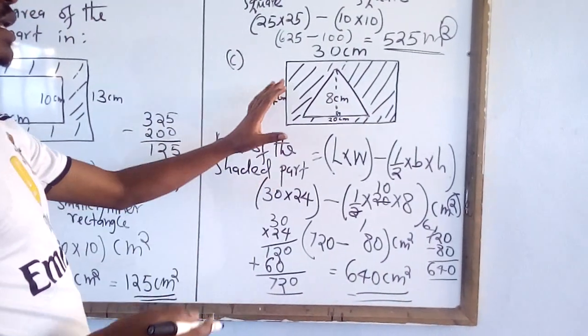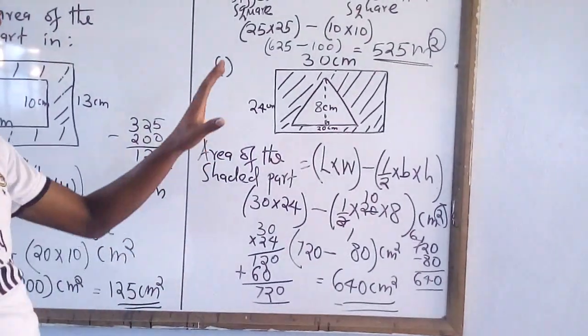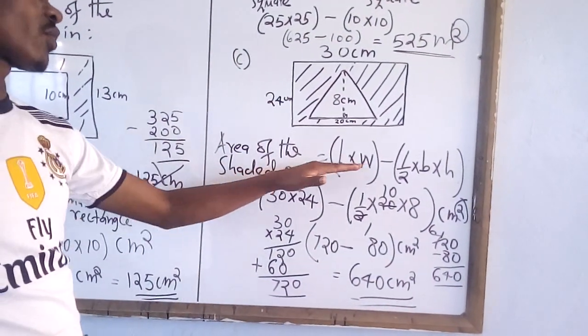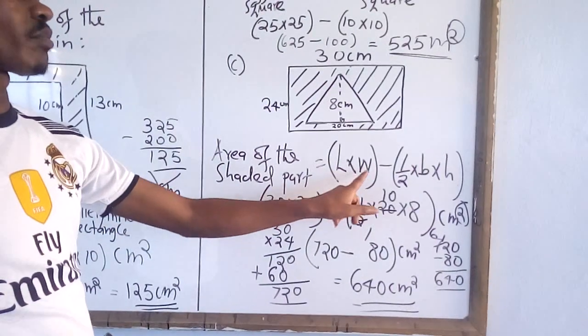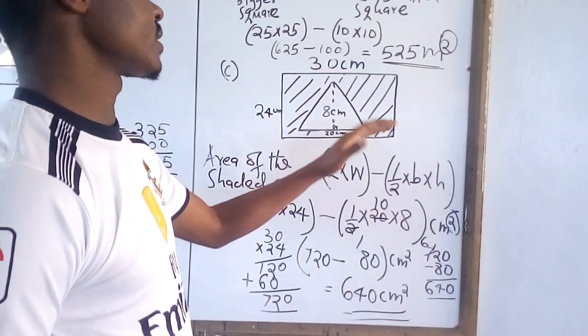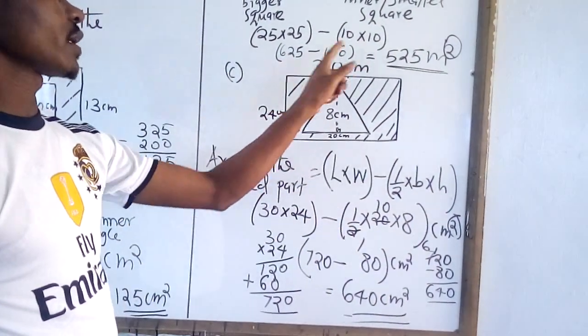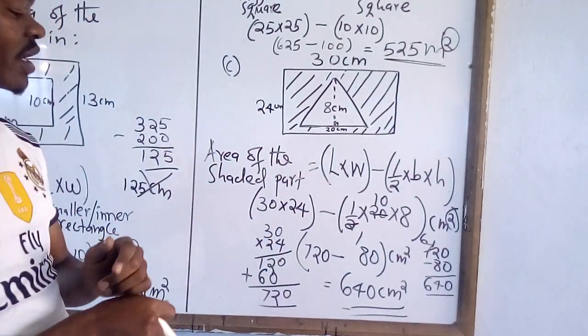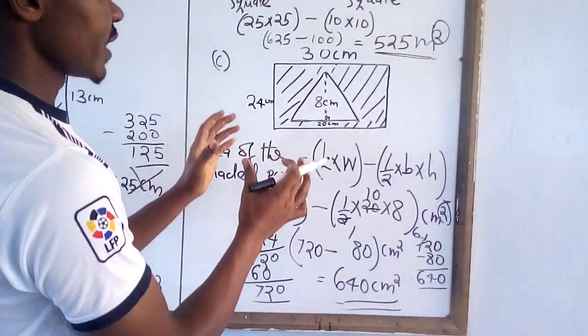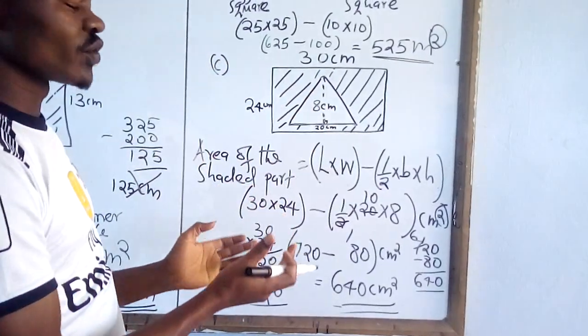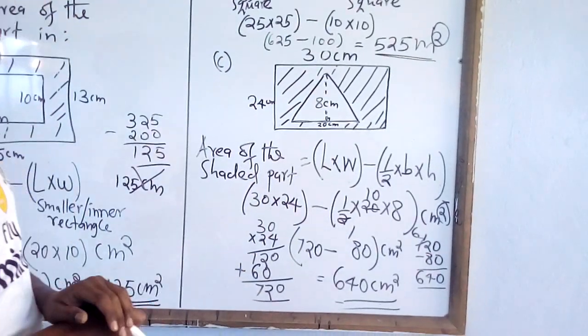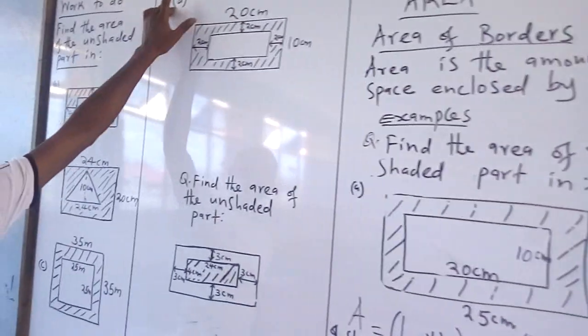That is how you get the area of the shaded part in a figure like this. Remember, the formula is this one: length times width minus half base times height for the triangle, length and width for the bigger rectangle, the bigger figure. So you find the area of the two figures, then you get the difference, in short. Let us look at this other one.